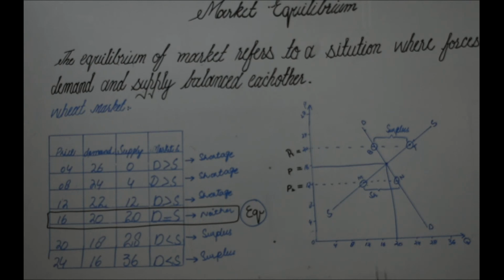On the other hand, if price is OP2, there is excess demand equal to MN. So the lower portion is our excess demand, and the upper portion is our surplus. This will result in a rise in price. So only the OP price can stay, and the OP price is our equilibrium price. I hope you now understand shortage, surplus and equilibrium.